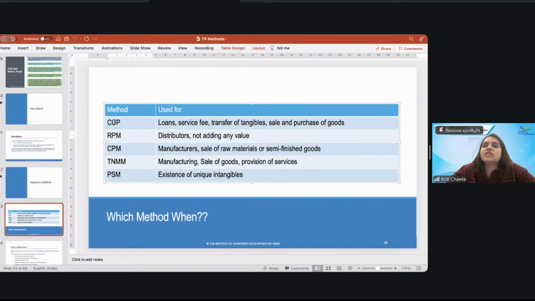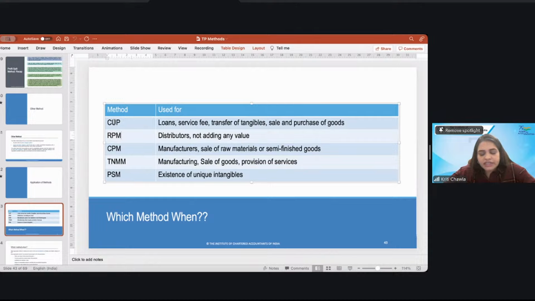RPM is used where not much value addition is there, and wherever you see a trading situation or a distribution situation, that is where you can use the RPM method. CPM, the cost plus method, is used for manufacturers and contract manufacturing situations as well. So wherever you see manufacturing being undertaken, generally you can use the cost plus method there.